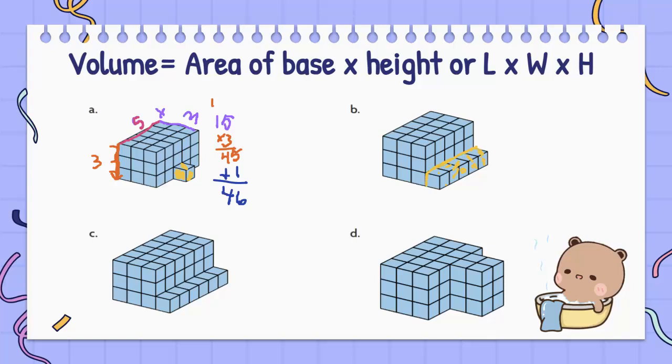Okay, so student 1 produced an image that had 1, 2, 3, 4, 5 cubes. So A had 5 cubes. Now let's determine what B would be. And we said that B is going to have our length, width, and height. So let's go ahead and identify those.